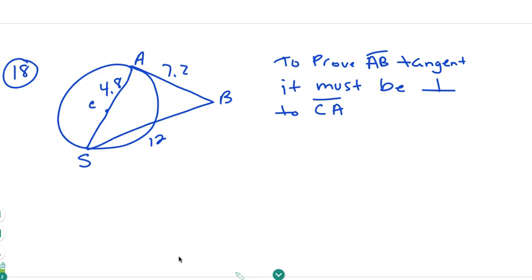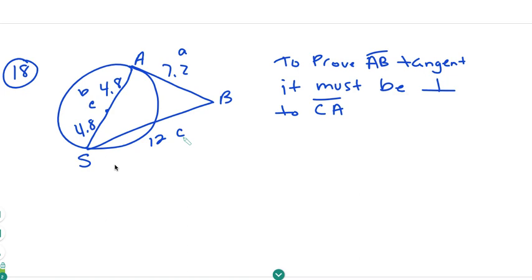All right, if we're going to prove that AB is tangent to the circle, then that means that AB must be perpendicular to CA. In order to prove that's perpendicular, we're going to use Pythagorean's theorem for our triangle. So we know that CS is 4.8 because they are both radii, which then is going to give us A squared plus B squared is going to equal C squared.